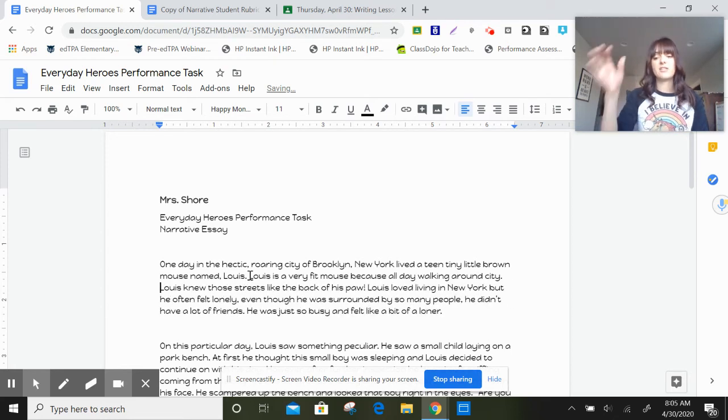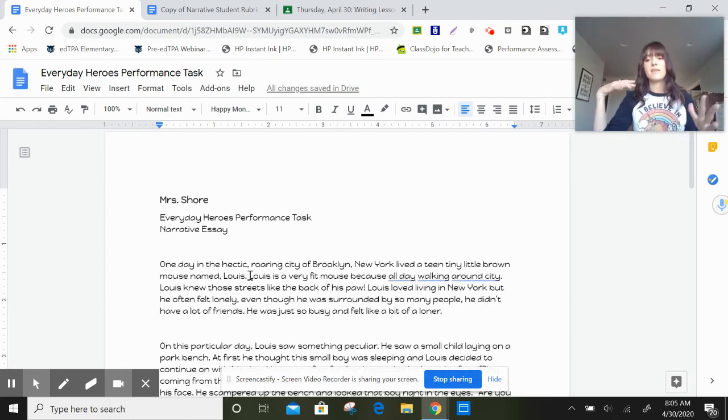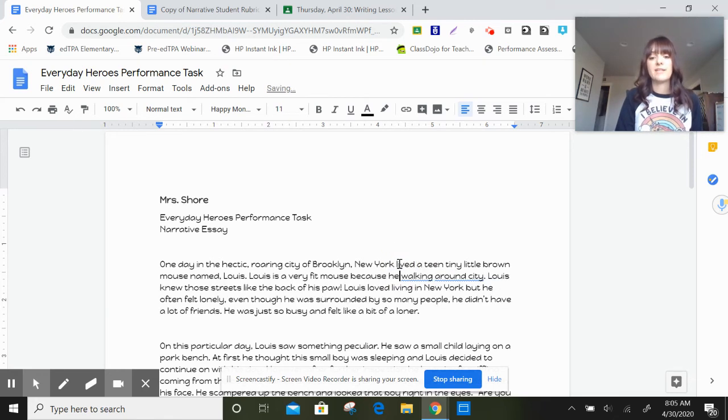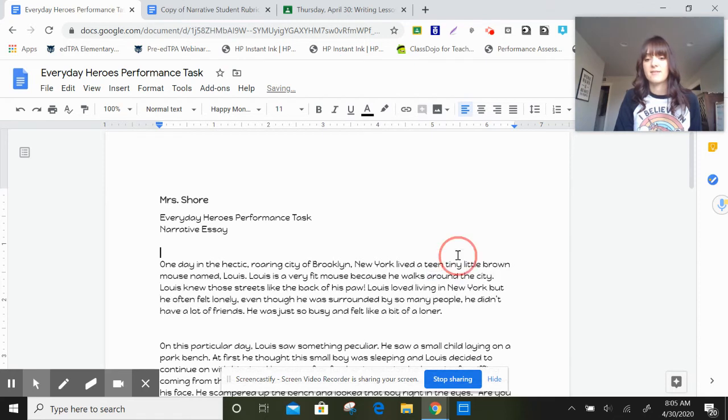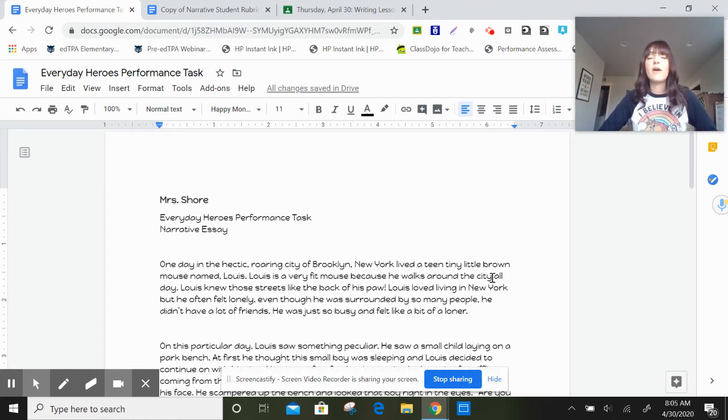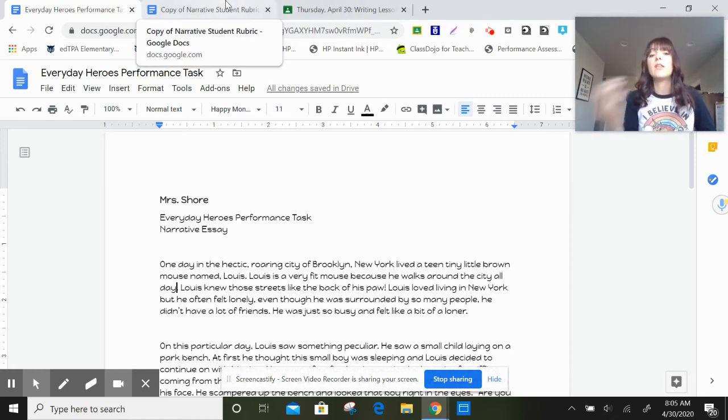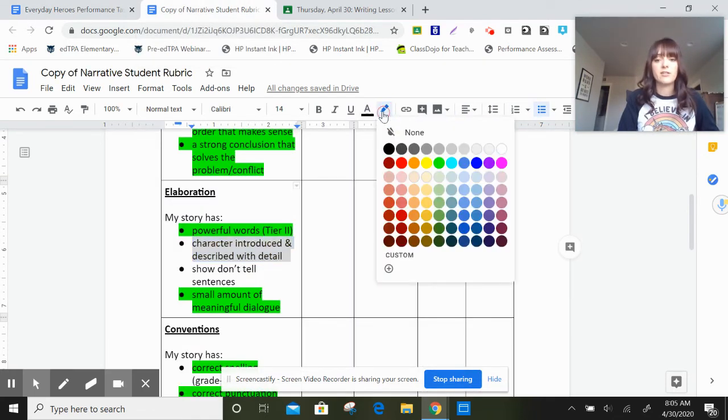Now, instead of just imagining a little fluffy mouse, you're thinking of maybe more like the mouse from Ratatouille, where he's a little bit more lanky, right? So you can really describe in great detail because he walks around the city all day. And I put walks around the city all day because one good thing about our character is that he knows the city really well, right? So you can go back and you can describe Will in more detail. We could say Will has sandy blonde hair, or maybe he has cocoa brown skin. You can say whatever you want, okay? But you want to really describe your characters.